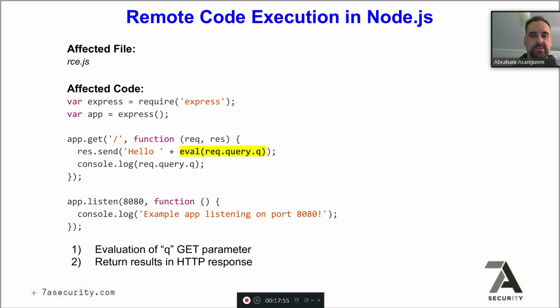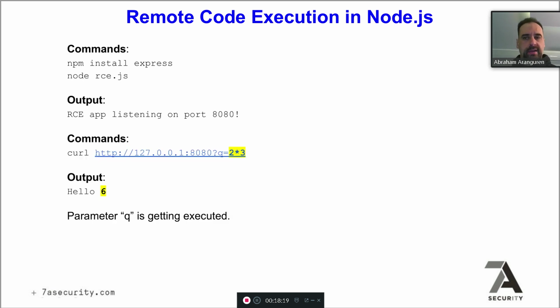So this is request.query.q. Q is the name of the parameter that this is going to be evaluating, and the result will be returned in the HTTP response, right? So res.send is basically sending the response for this GET request, and in the response we will see the results of the eval operation. So with this, we can try a number of things, right?